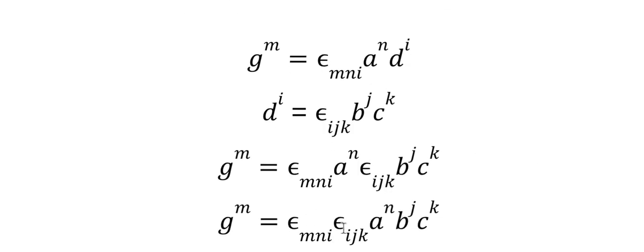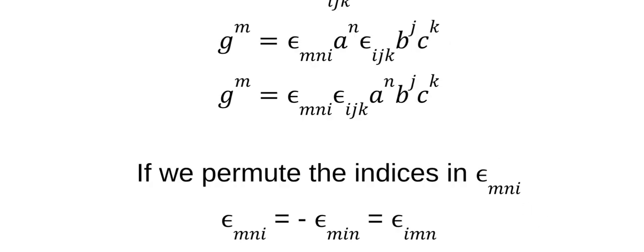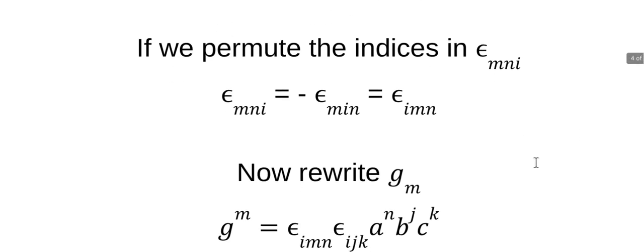All right? Now, let's break these out and look at them for a second. We want to permute these indices. Okay? So here is the first one. If I move i one time, that's an odd permutation. I get a negative min. If I move it two times, it goes back to positive, and I get imn. So this one is equal to that one. So let's put this one back in here. All right, so we rewrite it like this.